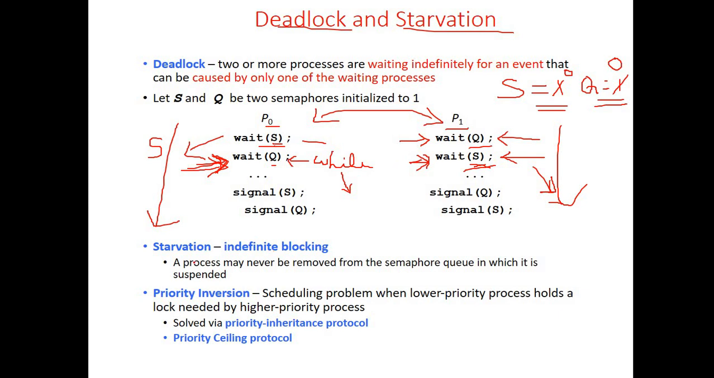So therefore, this indefinite blocking makes the process enter into a starvation state, because a process may never be removed from the semaphore queue in which it is suspended. So this state is called starvation.